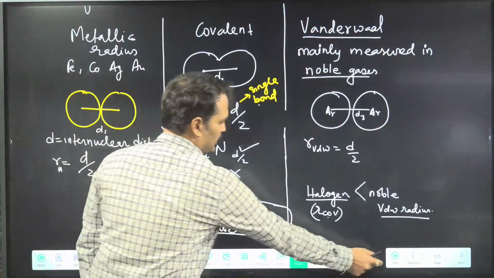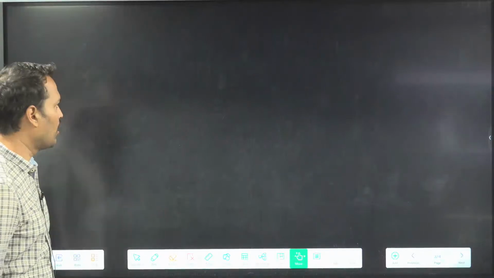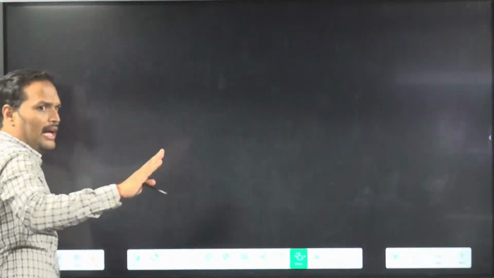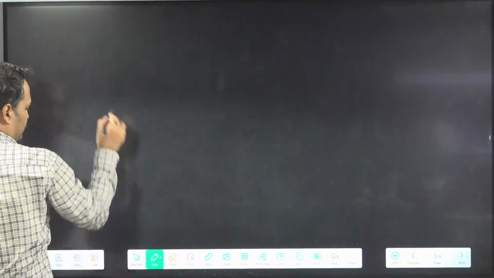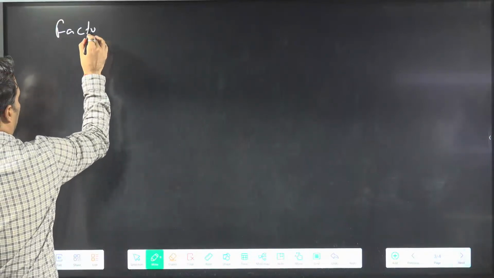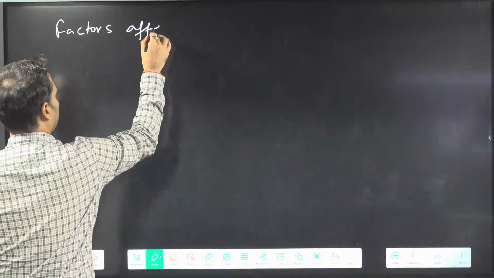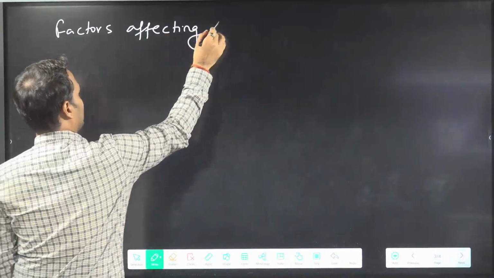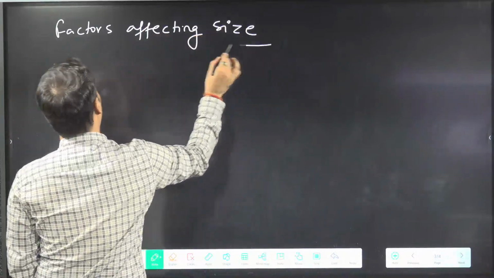So we all know these things. Now come to the next part. What is the next part I am going to tell you? See, ionic radius is left. Ionic radius we have not studied. We'll study it later on. Now come to the next part. Factors affecting size. What do you know?